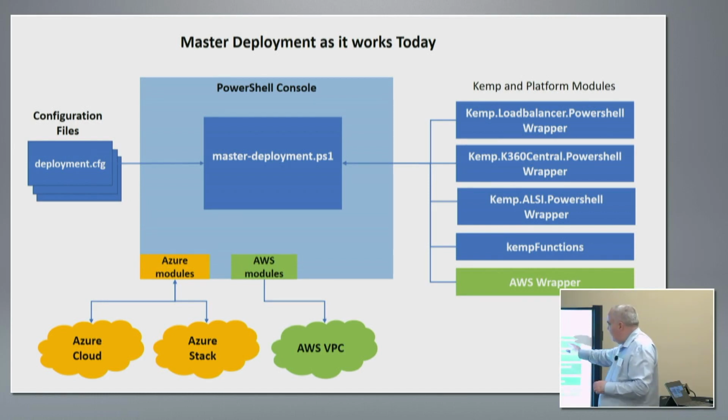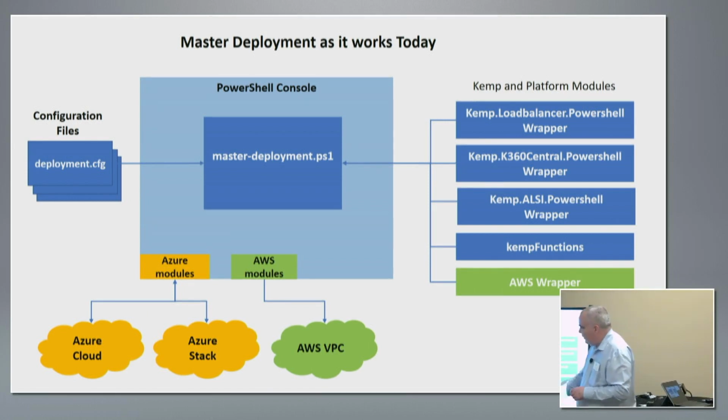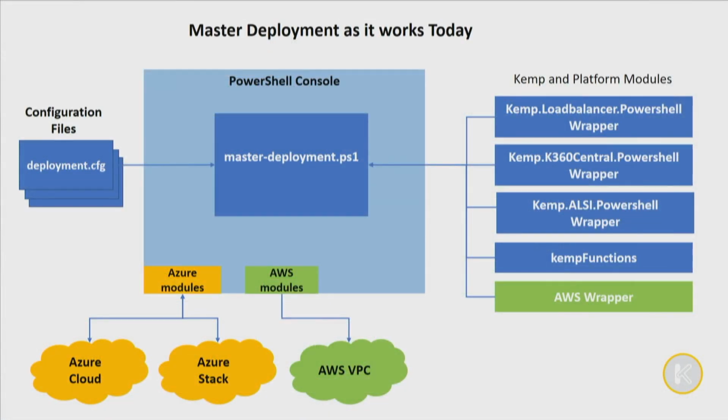So we've added some additional wrappers, 360 Central and ALSI. And now we've added in the AWS wrapper. The Azure wrapper is, as you can imagine, integrated into PowerShell, so there's no need to externalize it. And what we can do is with a variety of different deployments, so I can have a deployment that says start me a new KEMP 360, start me a LoadMaster HA pair, start me a new SPLA LoadMaster and license it against this KEMP 360, against a variety of different clouds.